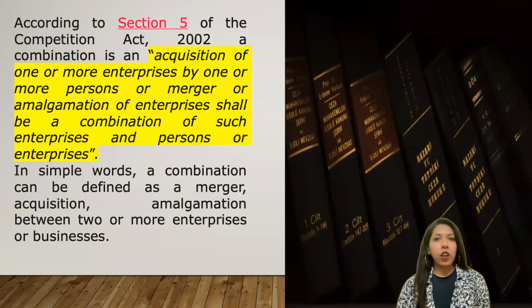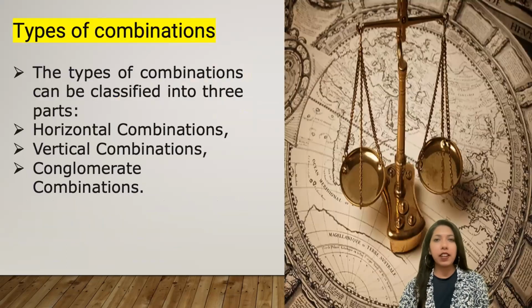Before discussing, what is the meaning of combination? In India, under the Competition Act of 2002, Section 5 gives the definition of combination. Combination means acquisition of one or more enterprises by one or more persons, or merger or amalgamation of enterprises. In simple words, combination is an umbrella term, and merger, acquisition, or amalgamation can be termed as a combination.